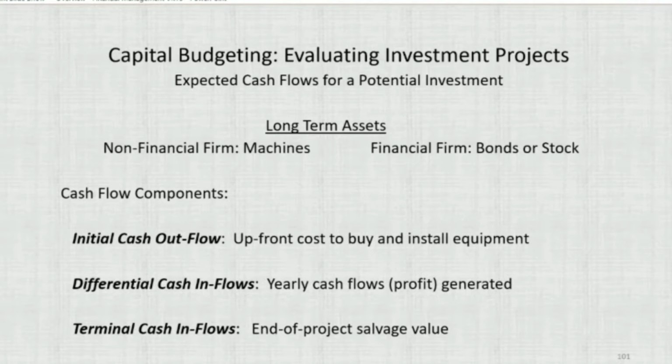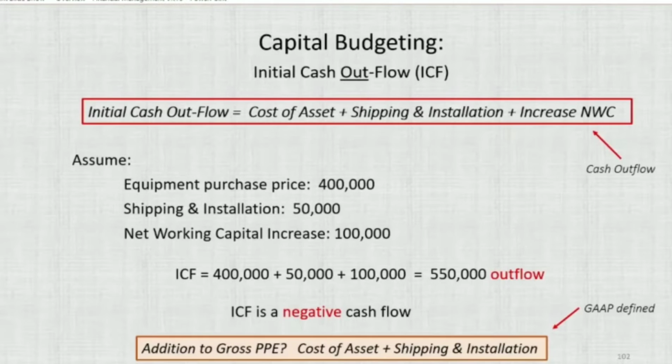Second, we have something called differential cash flows, and that is because of the purchase of these robots, how much additional cash flow is generated, how much additional profit is generated by the fact that we invested in these robots. And then finally, we have terminal cash flow, and that is at the end of the investment project, whether it's 10 or 20 years down the road, what are potential cash flows down the road? So let's look first at initial cash outflow.